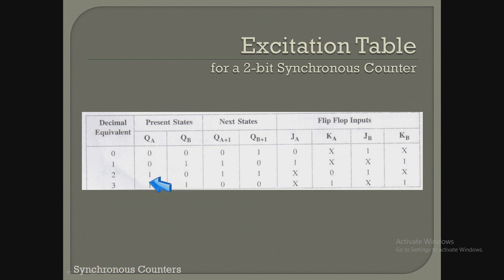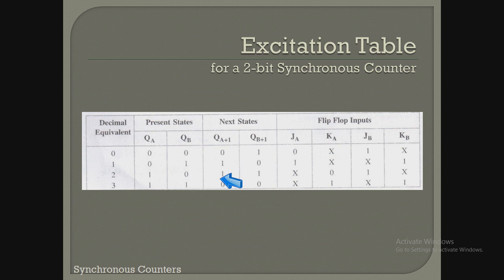Similarly, let's complete the third row. We want the output of A flip-flop from 1 to 1. This can be achieved either by the last state, means both the terms are 0, or by setting it to 1, means J should be 1 and K should be 0.